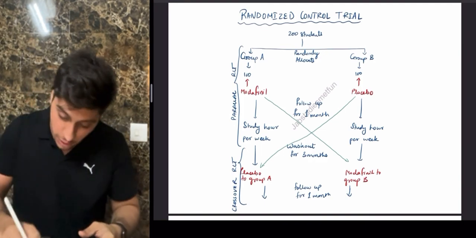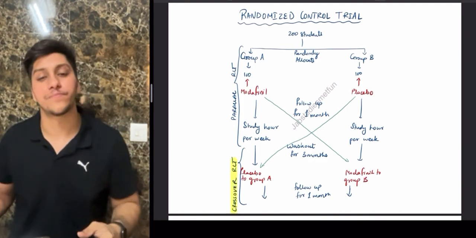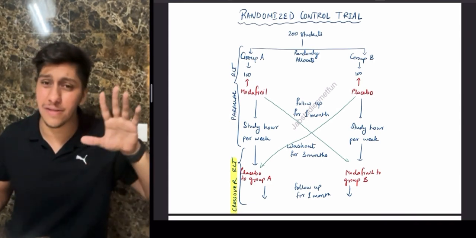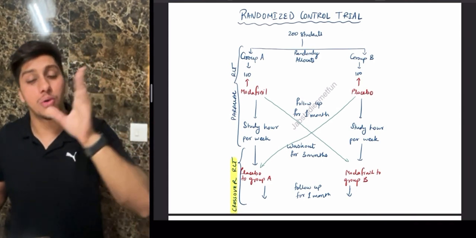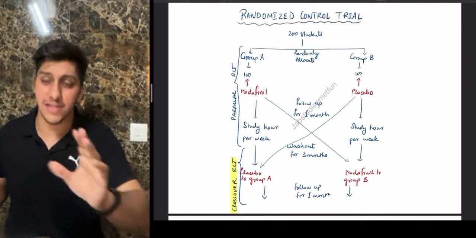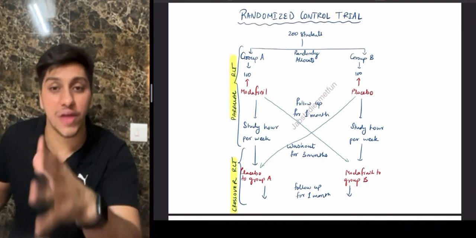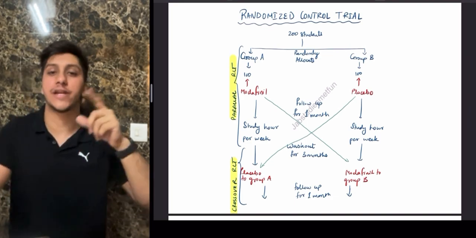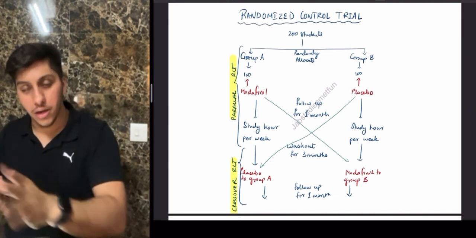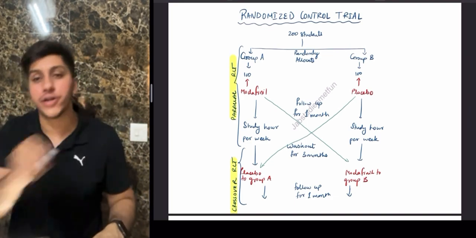This is known as crossover RCT. When you're not crossing over, where placebo is given to one group and only the drug is given to another group, that is just known as parallel RCT. After a period of washout, then we are going to cross, and then A is going to get the placebo and B is going to get the drug. That is known as crossover RCT.